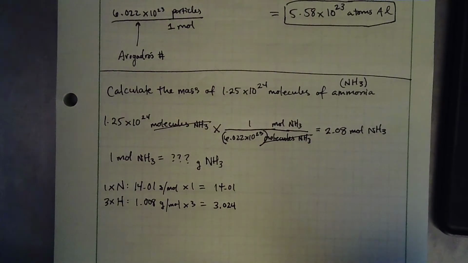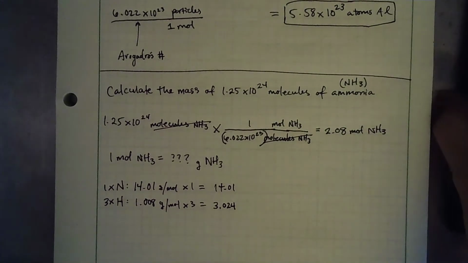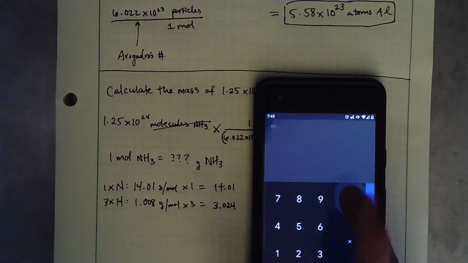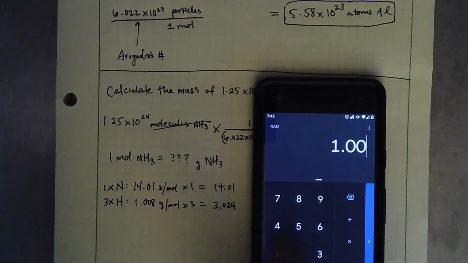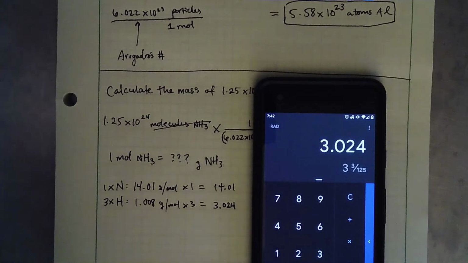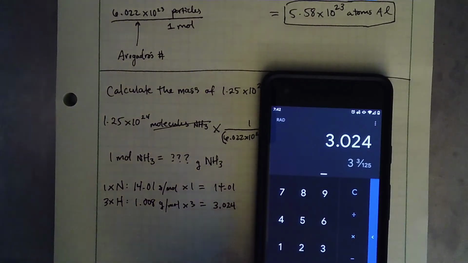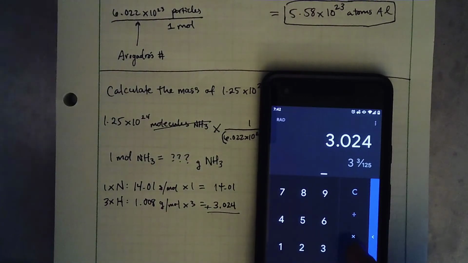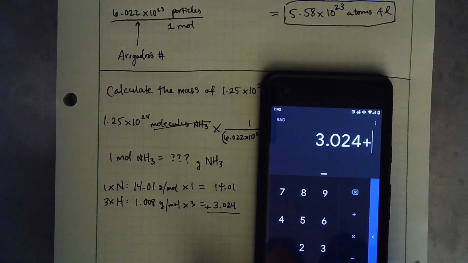You guys can fact check me. I hope I'm doing that right. You know what? Just to be safe, let's just make sure. Okay. So don't want to be wrong on my first video here, do I? All right. So this times 3. Okay, I was right. And so then what we're going to do is just add those together for the overall molar mass of ammonia. So this plus 14.01.